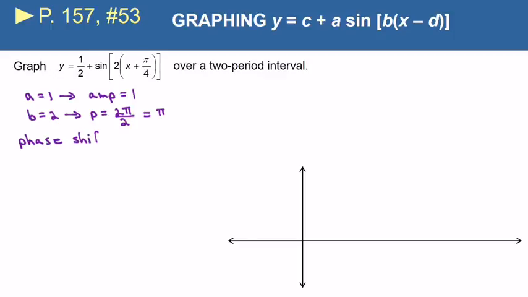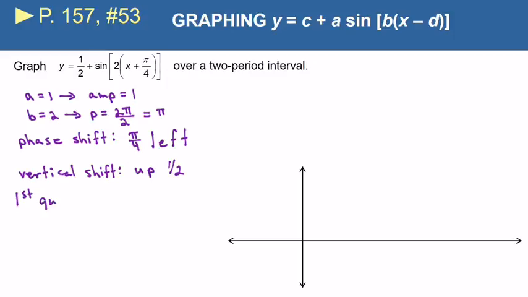And for phase shift, we really can just look here and see that since we have x plus pi over 4, phase shift is going to be negative pi over 4, or we could say pi over 4 to the left. And so vertical shift is up 1/2. That's here. And because our phase shift is to the left, let's go ahead and calculate the first quarter mark.